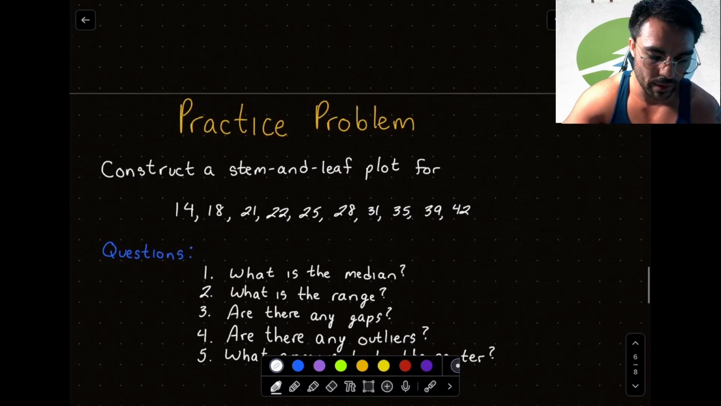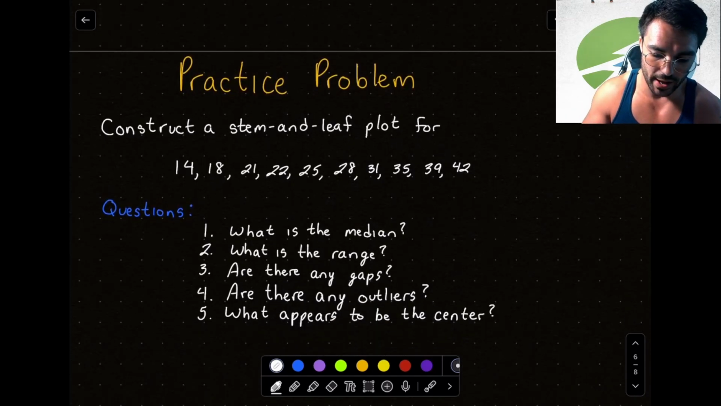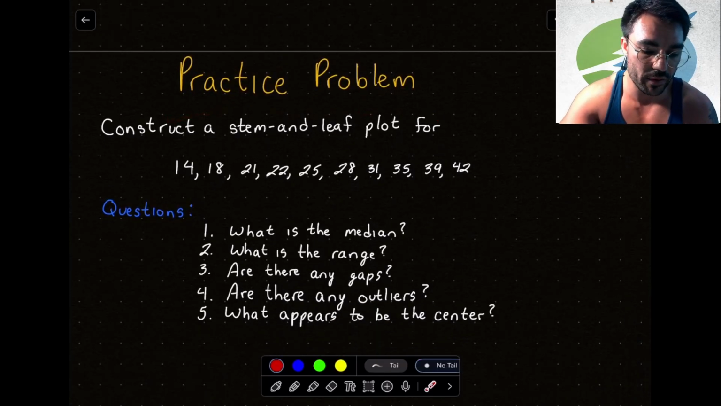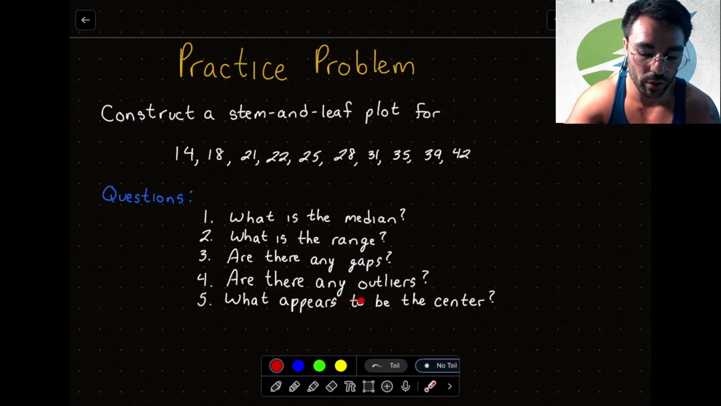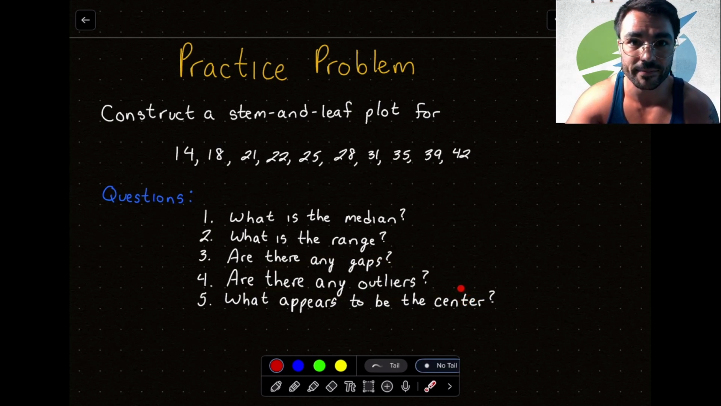All right. And here we have a practice problem. Construct a stem and leaf plot for 14, 18, 21, 22, 25, 28, 31, 35, 39, 42, and answer the following questions. What is the median? What is the range? Are there any gaps? Are there any outliers? What appears to be the center? I'm going to ask you to pause here and work on this now.